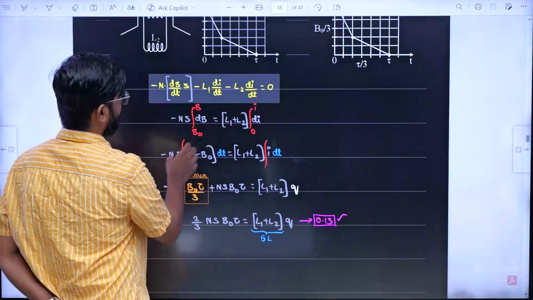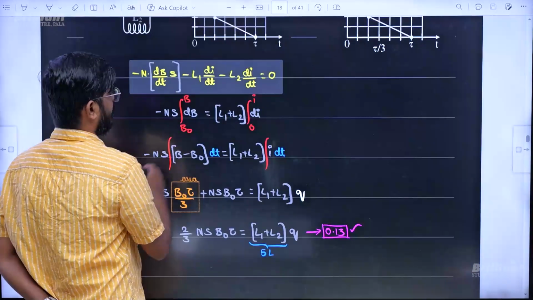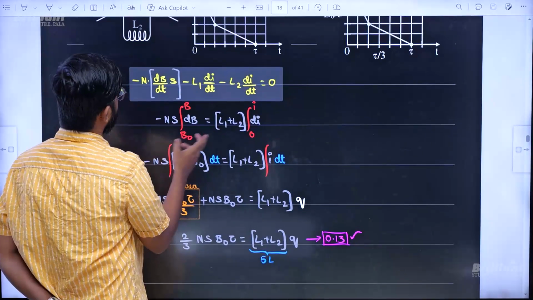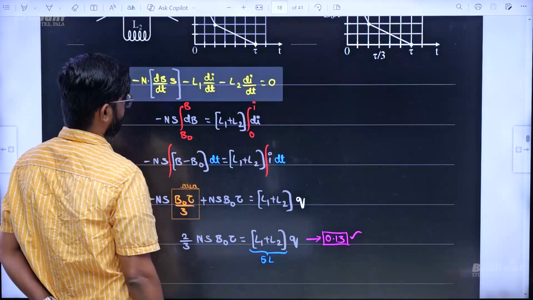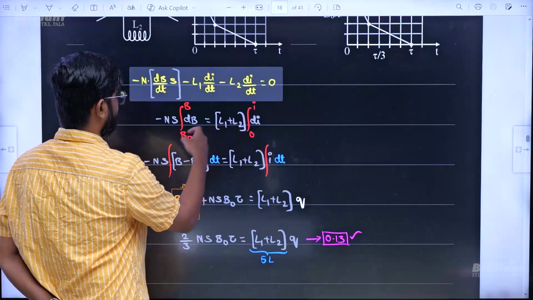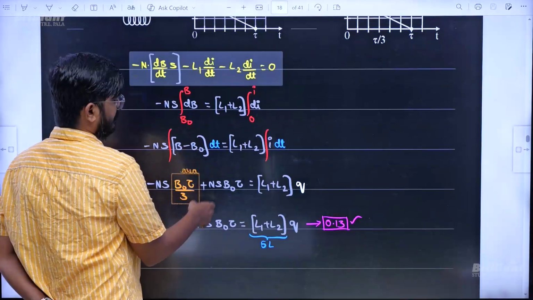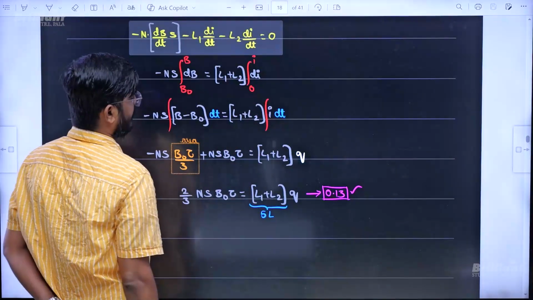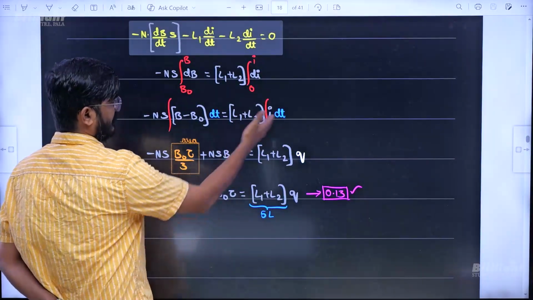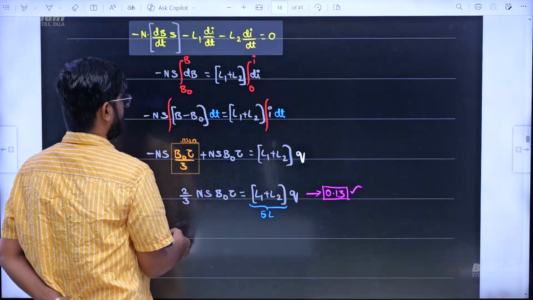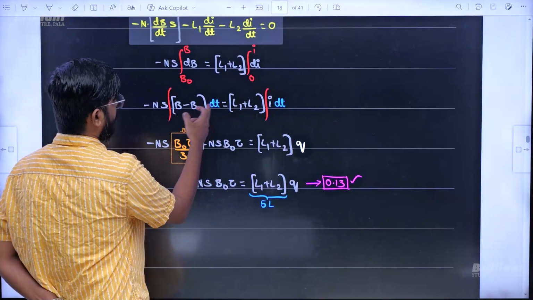So let us integrate and find I. Initially the magnetic field was B0, later on it is reducing. Initially when the current is 0, the magnetic field was B0; at any magnetic field B, the current is I. From there you will be getting I. Then if you multiply both sides with dt and integrate, you will be getting the charge flown. So here you will be getting the integral of B dt.